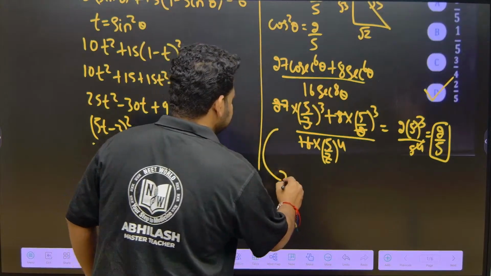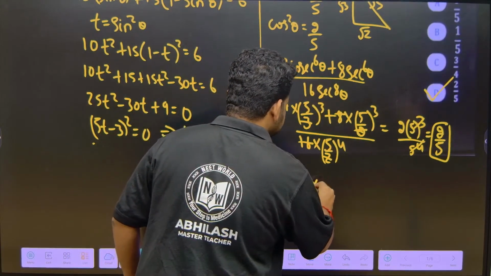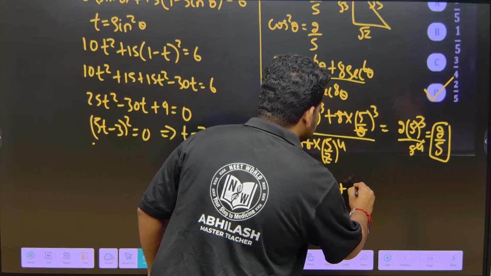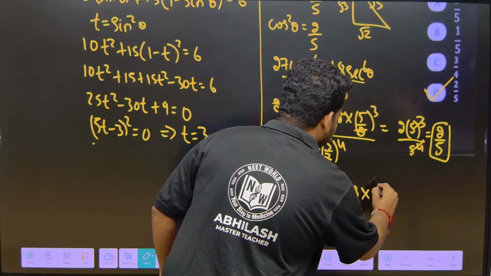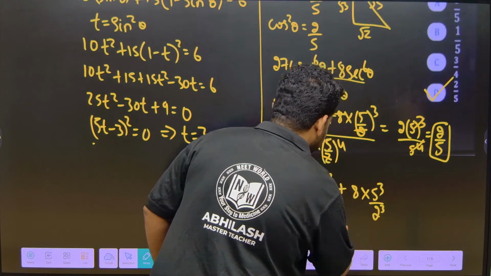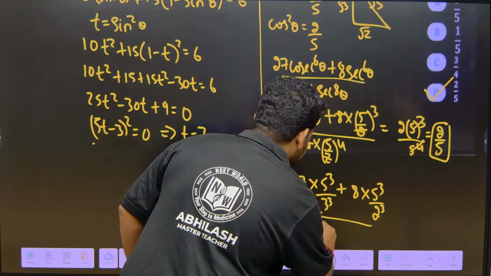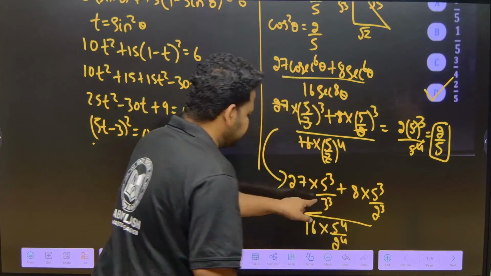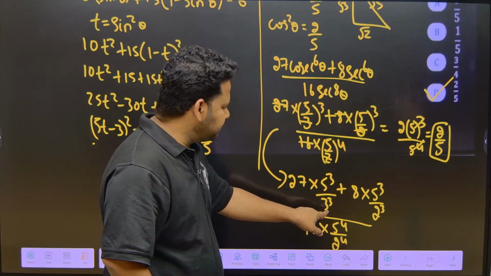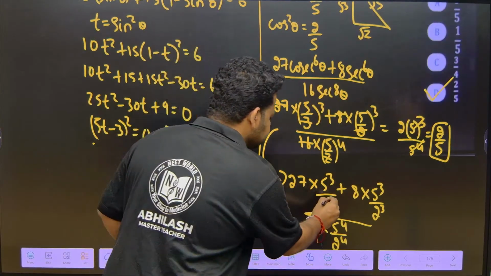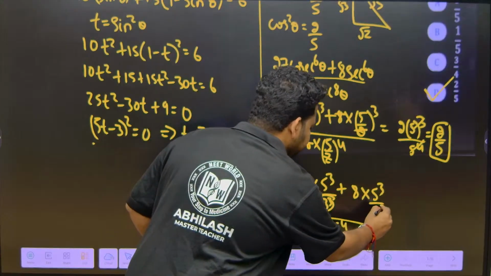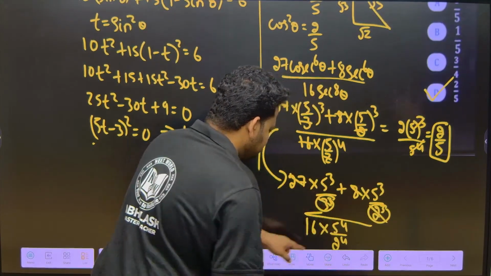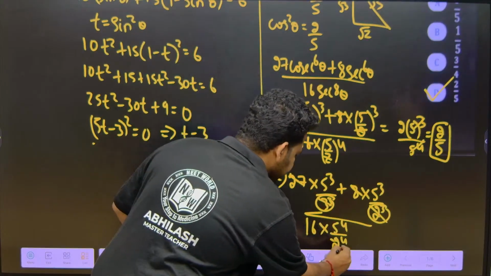See here, 27 into 5 cube by 3 cube plus 8 into 5 cube by 2 cube, divided by 16 into 5 to the power of 4 by 2 to the power of 4. 3 cube is 27, so this is same as this one. 2 cube is 8, so I can cancel this and this. 2 power 4 is 16, so I can cancel this and this.